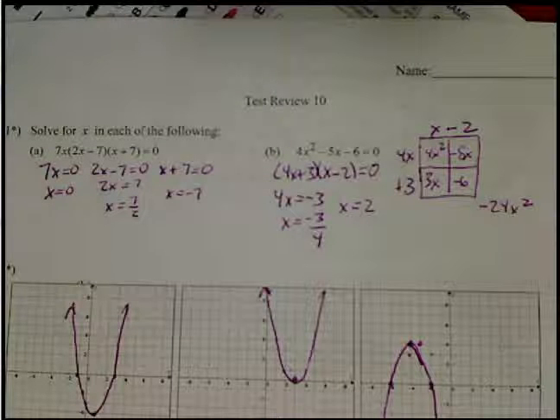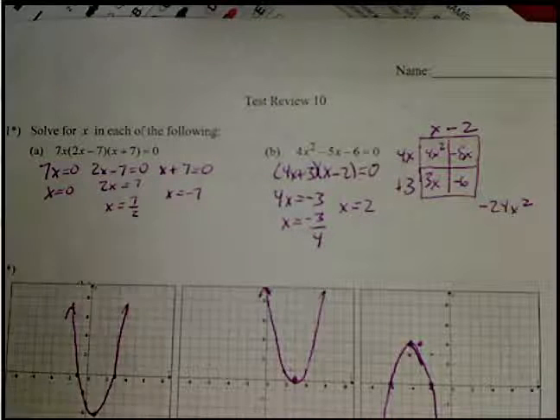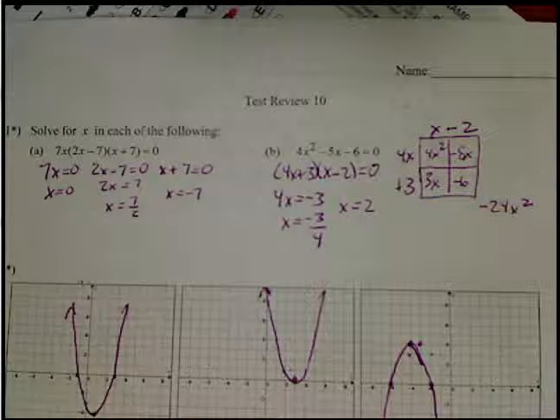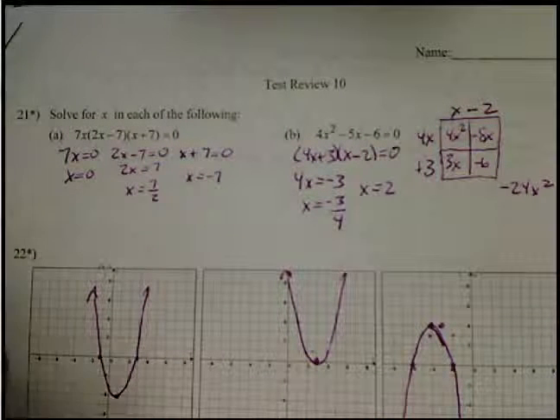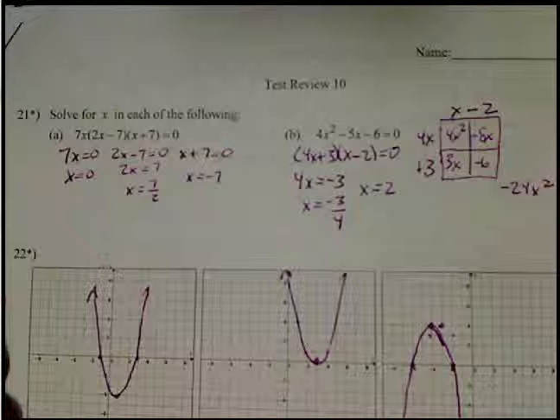Okay, this is the review for our SIG test that's going to be on Friday. This is for SIG test number 10. So you could potentially have this one passed off, but the first one is a zero product property.